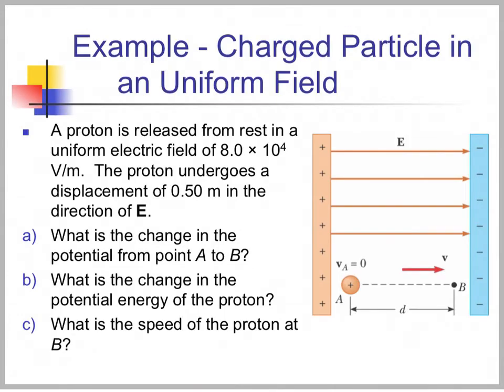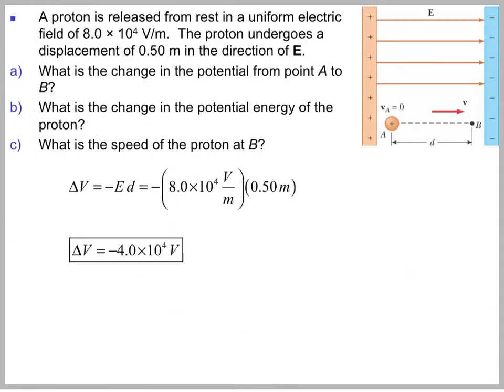Let's go back to this problem. A proton is released from rest in a uniform electric field of 8 times 10 to the fourth volts per meter. The proton undergoes a displacement of 0.5 meters in the direction of the electric field. What is the change in potential from A to B? What is the change of potential energy of the proton from A to B? And what is the speed of the proton at B? Let's look at these one by one.